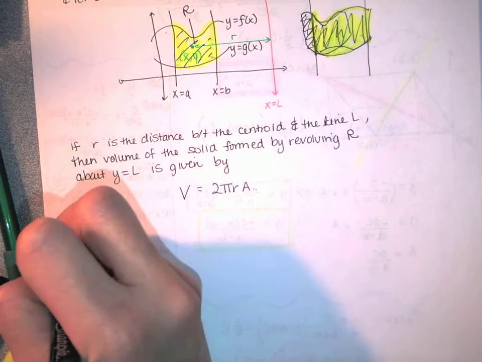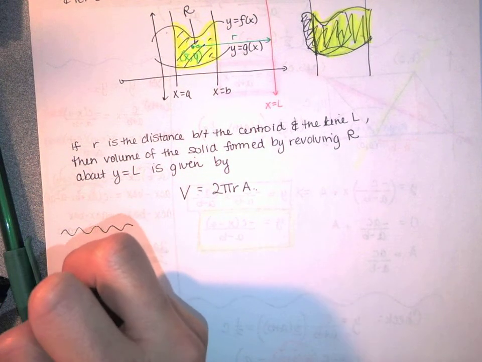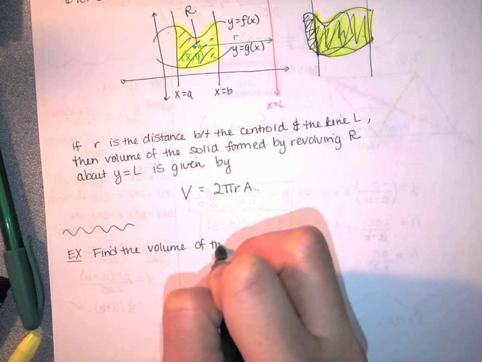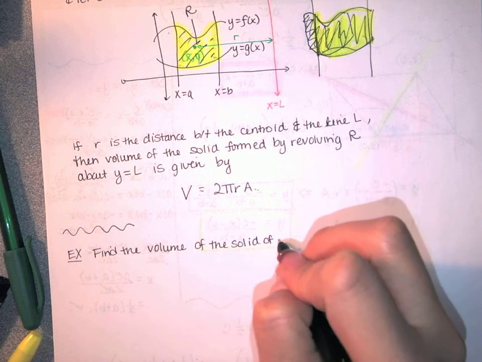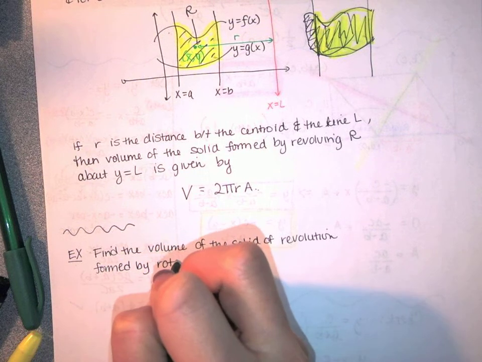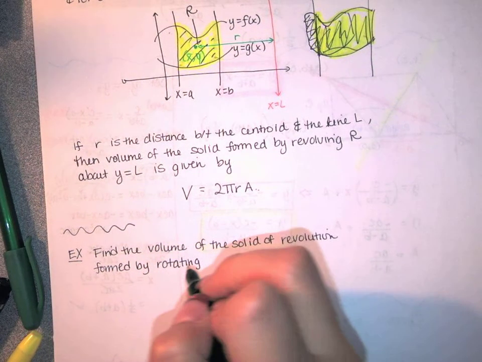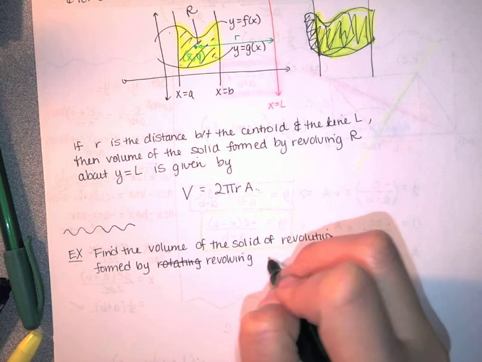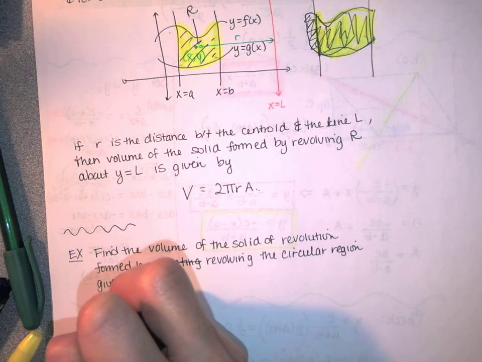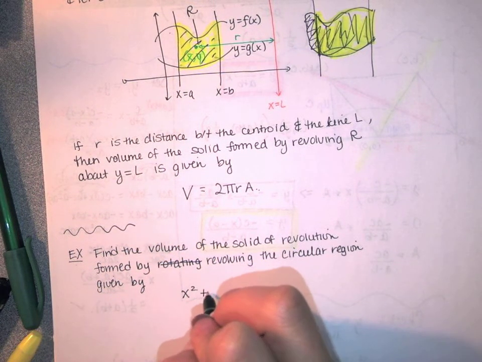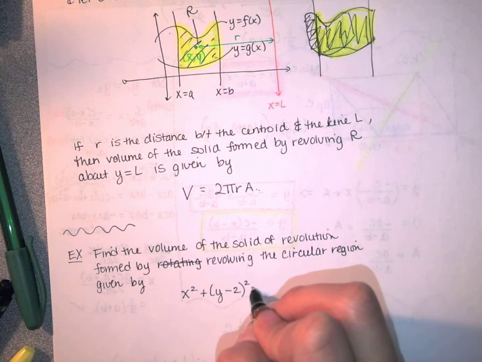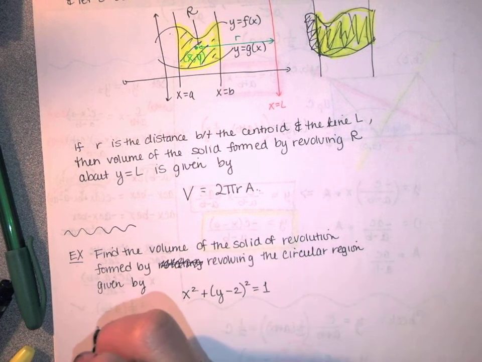Let's apply it to something. So let's say we are asked to find the volume of the solid of revolution formed by rotating, or revolving, the circular region given by x squared plus y minus 2 squared equals 1. And we want to revolve that about the x-axis.